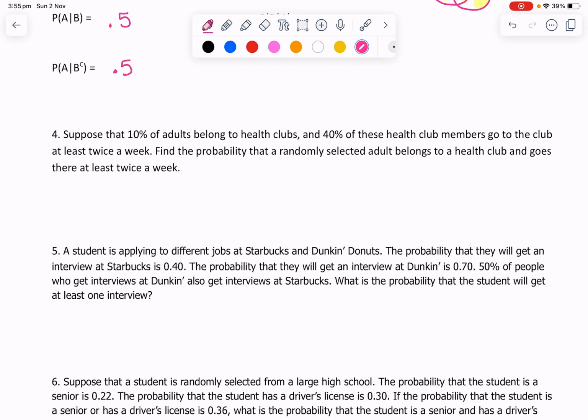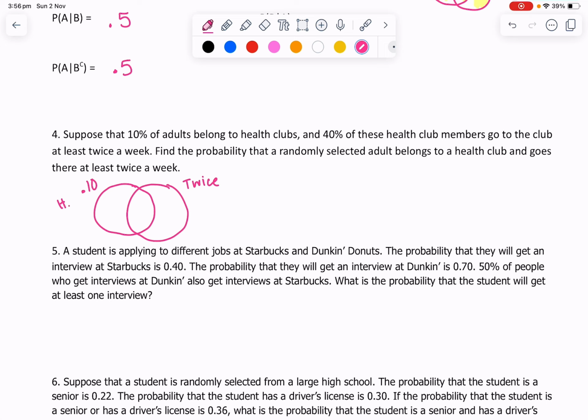Suppose 10% of adults belong to health clubs, 40% of those health club members go to the gym at least twice a week. Probability that a randomly selected adult belongs to a health club and goes there at least twice a week. So whenever I have 2 events and they can do one at a time or both of them, I know I'm going to make a Venn diagram. So 10% belong to the health club. Let's see, 40% of those go at least twice a week.